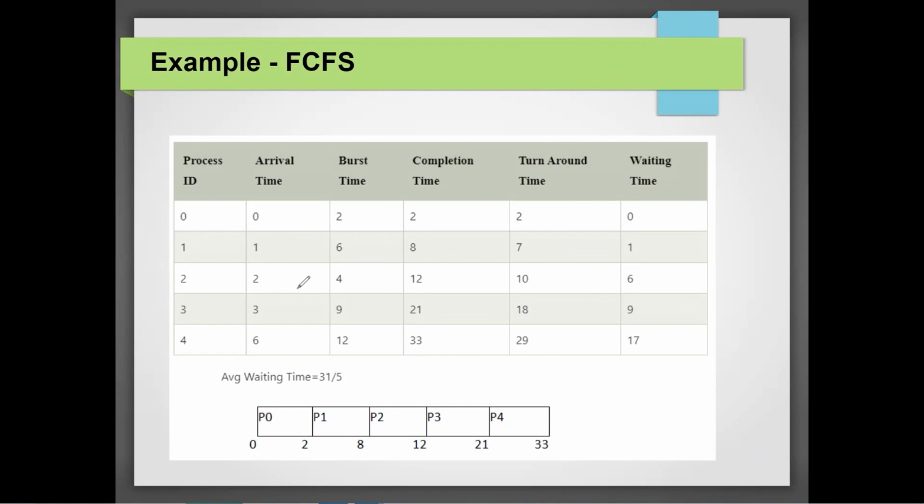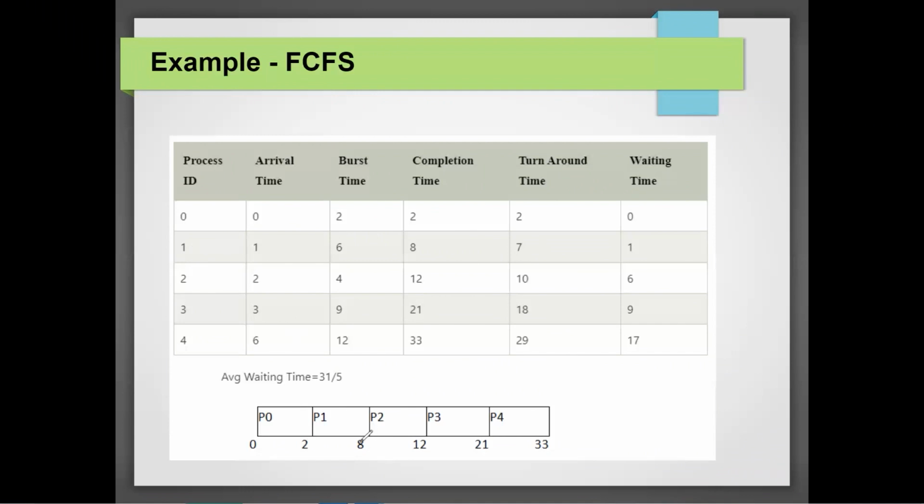From those two processes, which one do we choose? The process that came first into the ready queue. When we look at arrival times 1 and 2, process P1 comes before process P2. So we choose process P1 first, and then process P2. The burst time of process P1 is 6. So at time 8, the process P1 completes execution.